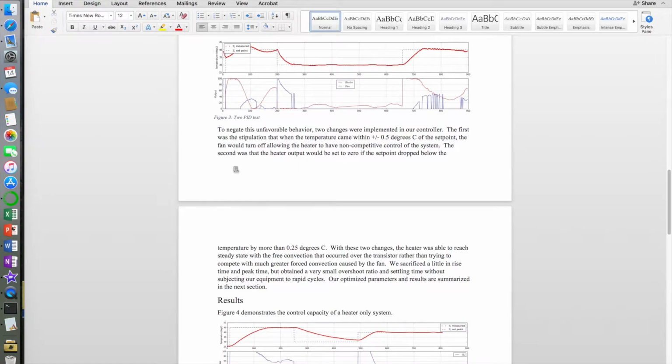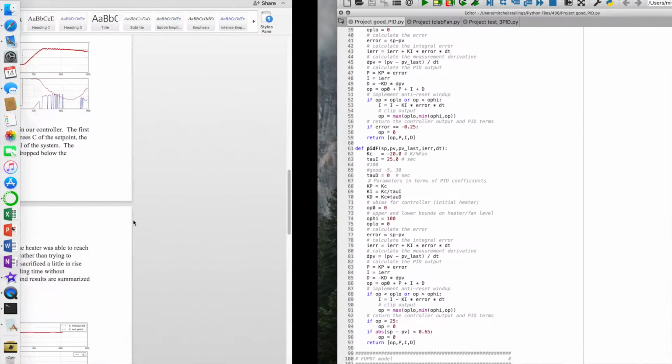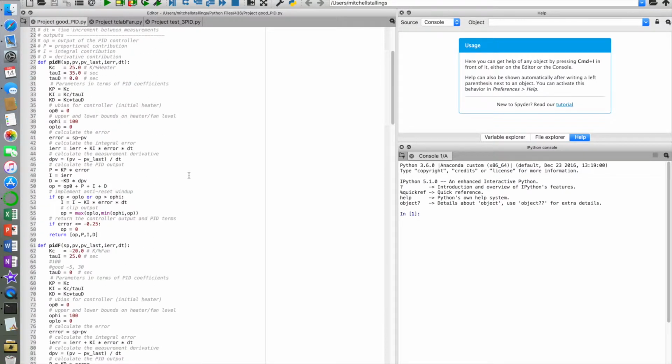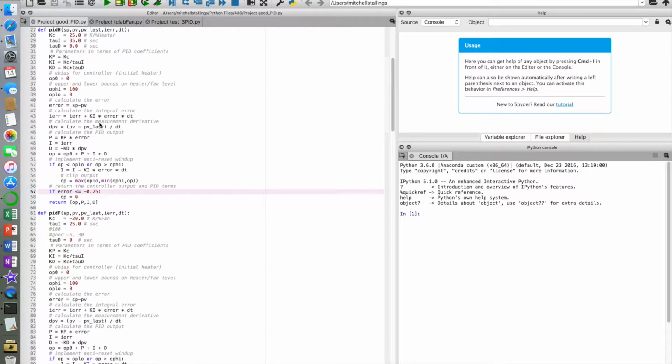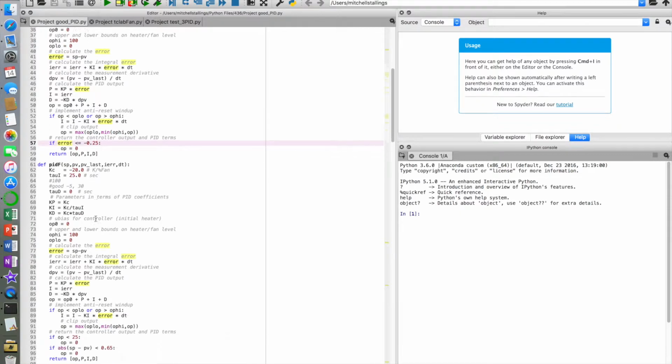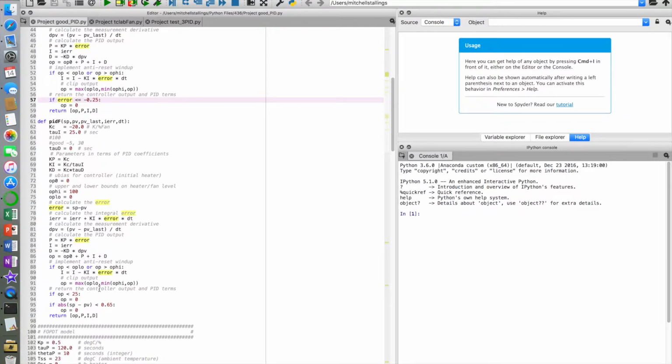To negate that unfavorable behavior, we included a few stipulations inside of the PIDs. These stipulations included basically limits inside of the PIDs. For the heater, if the system was cooling, the heater would stay off until it was reasonably close to the set point. That's what this if statement does right here. For the fan, if the system was reasonably close to the set point, we wanted the heater to have non-competitive control of the system. And that's accomplished here with these if statements, these set point changes.